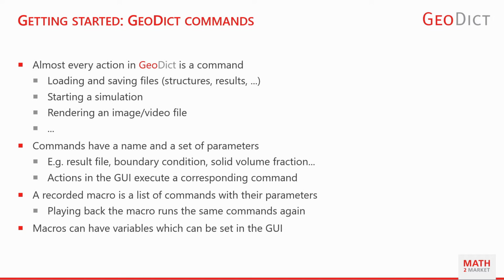Therefore, the actions in the user interface execute corresponding commands. These commands then can be recorded in a macro. And this macro consists of a list of commands with their parameters. And if the macro is played back, then the same commands are run again. Additionally, macros can have variables, which can also be set in the user interface. And of course, we want to see these macros and commands.